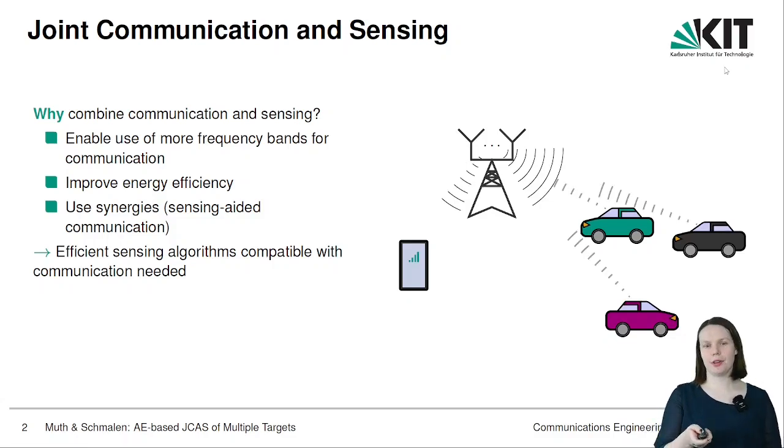Here in the graphic, you see a monostatic base station that communicates with this phone. But at the same time, some energy is sent towards these passive targets. These are not active senders, but they are a lot of metal. They reflect the signal. And when we receive these reflections at the base station, we can learn something about our environment.